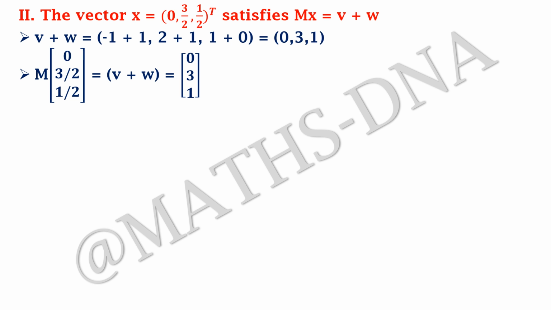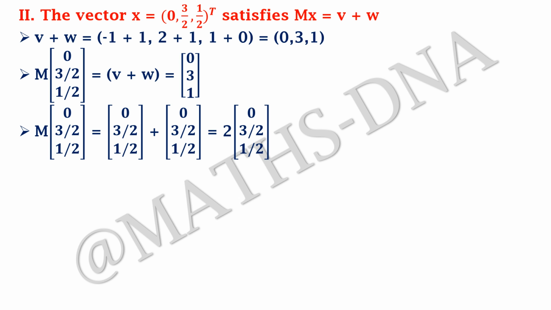Now we have Mx, that is M into (0, 3/2, 1/2), should be equal to v plus w, and that is (0, 3, 1). Now breaking the vector (0, 3, 1) in two parts, we get Mx equals (0, 3/2, 1/2) plus (0, 3/2, 1/2), and that is equal to 2 times (0, 3/2, 1/2).